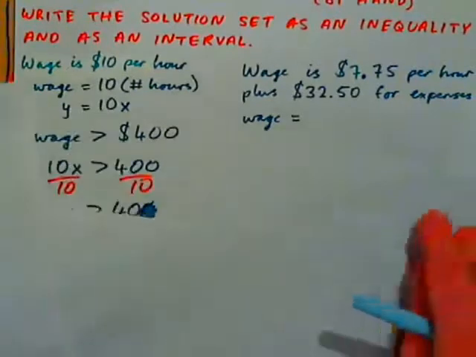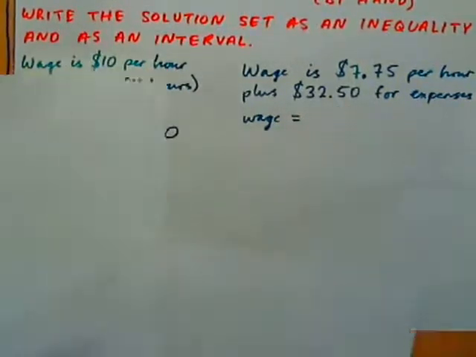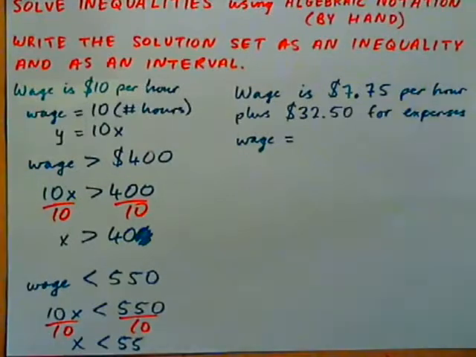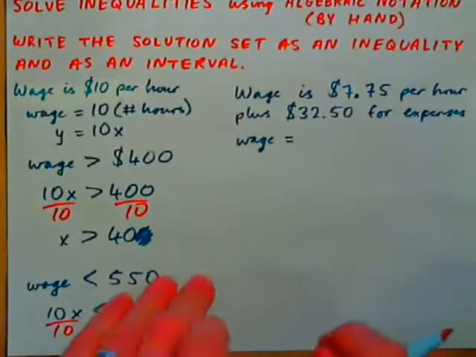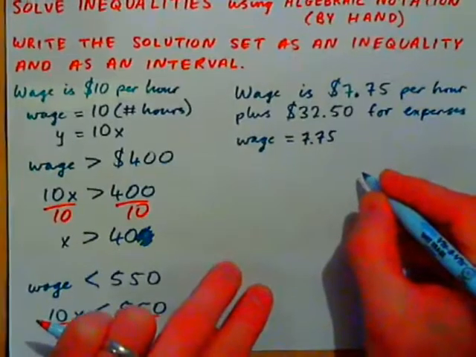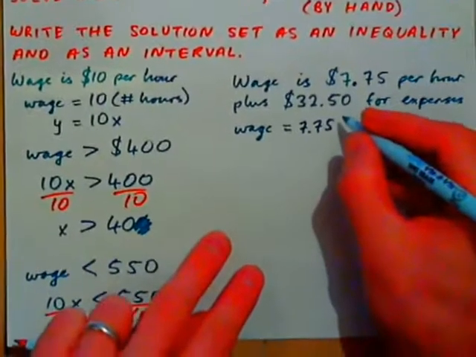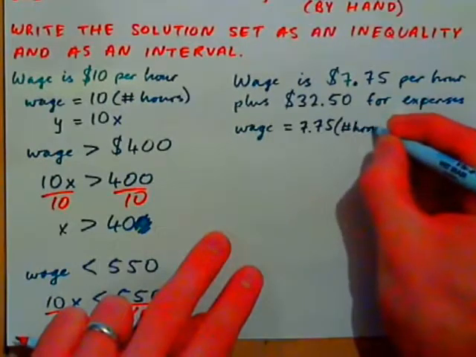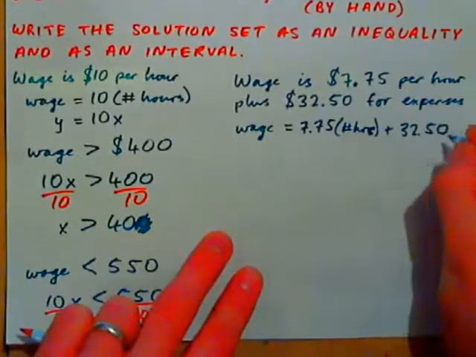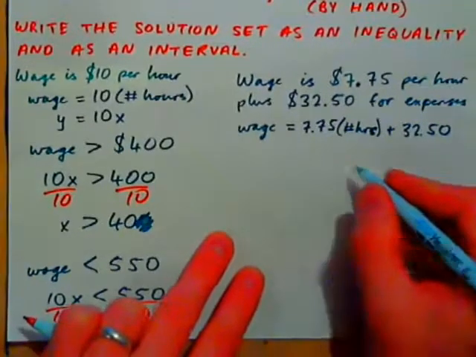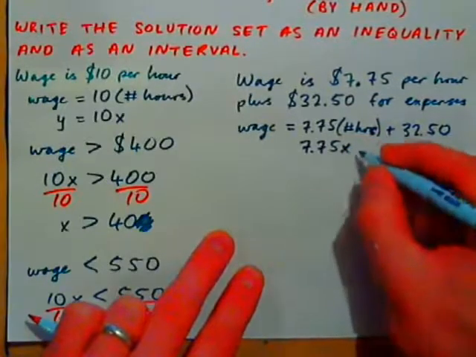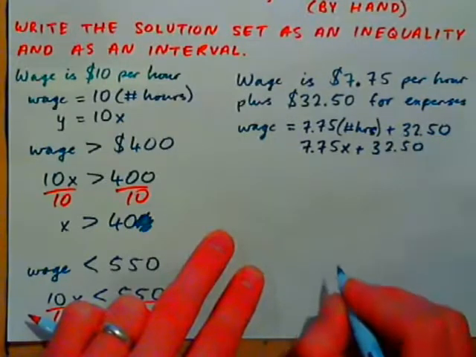Wage is $7.75 per hour plus $32.50 for expenses. So you're given $32.50 for commuting or for your lunch or whatever. So your wage would be $7.75 times the number of hours you work, plus this is a bonus, a benefit, $32.50. So if you let x be number of hours, your wage would be $7.75 times the number of hours you work plus the bonus of $32.50, or the benefit.